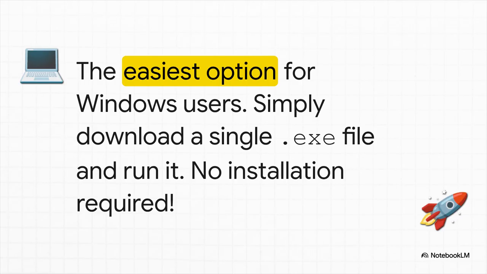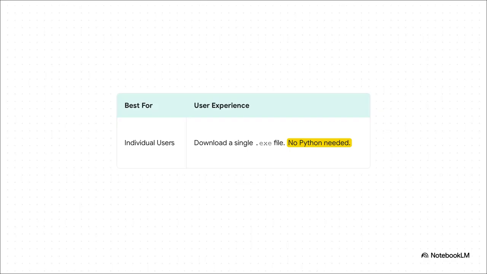The first, and maybe the easiest way to use it, is the standalone app. This is absolutely perfect if you're an individual user on Windows. And the best part is, you just download a single file, an EXE, and you double-click it. That's it. No need to install Python, no messing with libraries. It's designed to just work right out of the box.